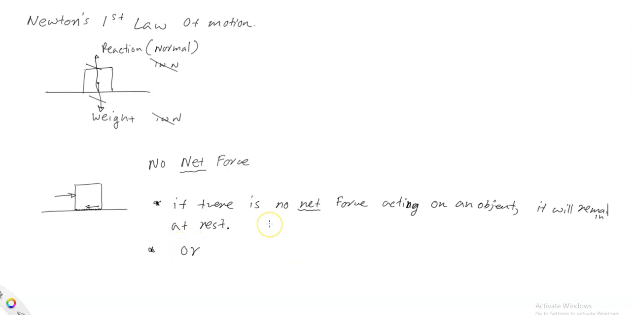Either they will remain at rest or it will move in a straight line at a constant speed. Either the object will remain at rest or the object can move in a straight line at a constant speed. So that's kind of tricky.